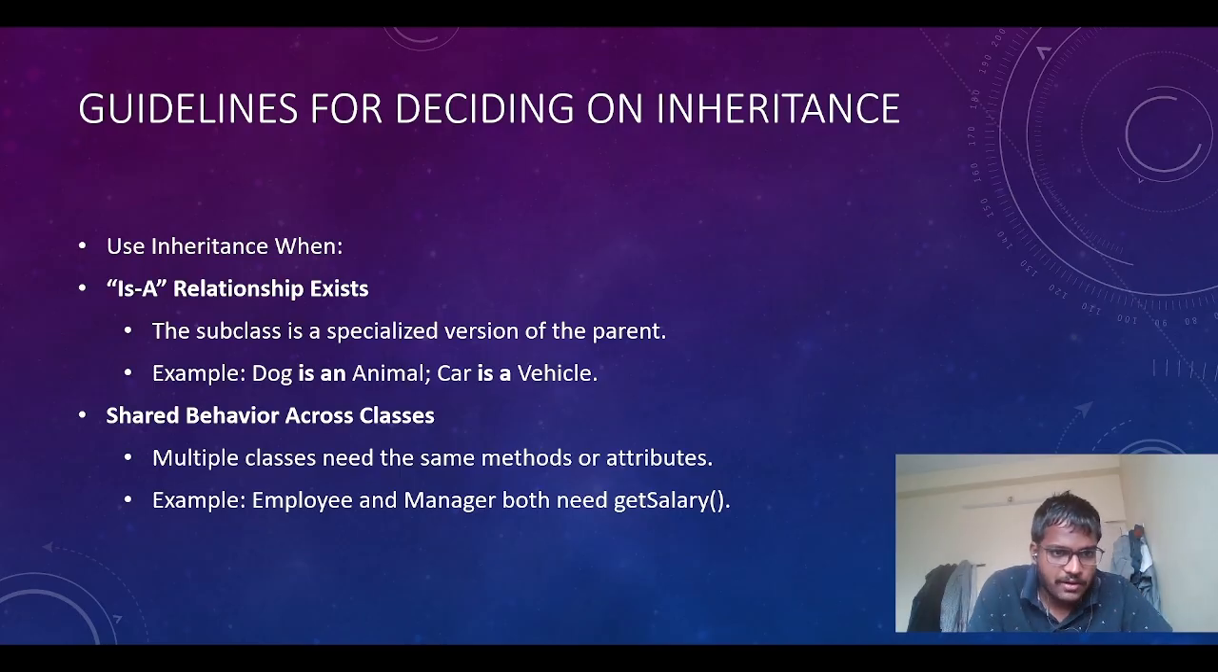The next point is shared behavior across classes. Multiple classes are there, and they need the same methods or attributes. At that time also you will use inheritance. Multiple classes have some properties and methods, and the child class also wants to use them. In that case also you will use inheritance. An example is employee and manager both need the get salary method. Employee is the parent class, and manager also wants that get salary method. At that time you will use inheritance.